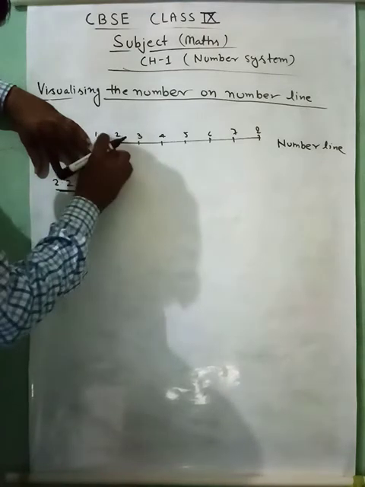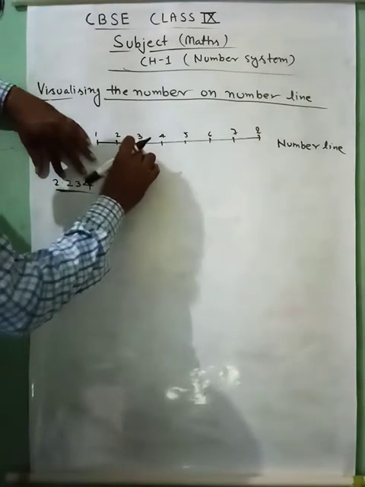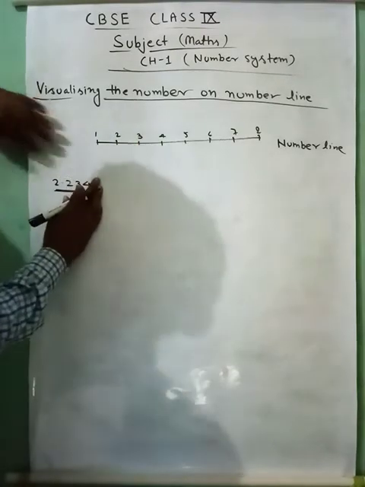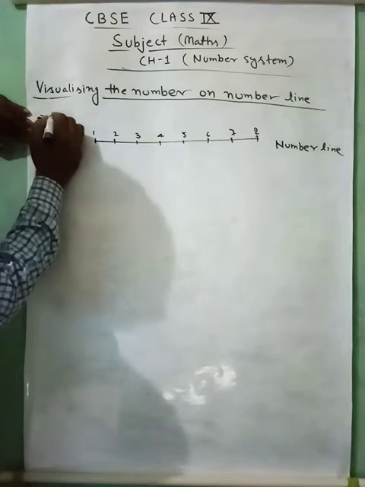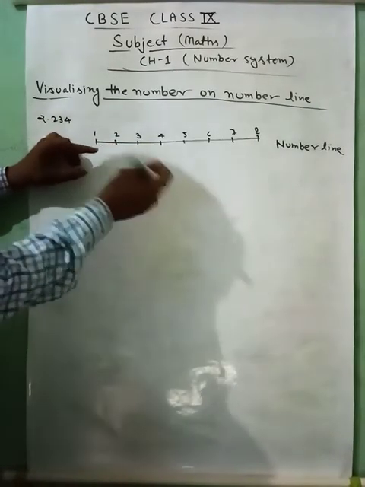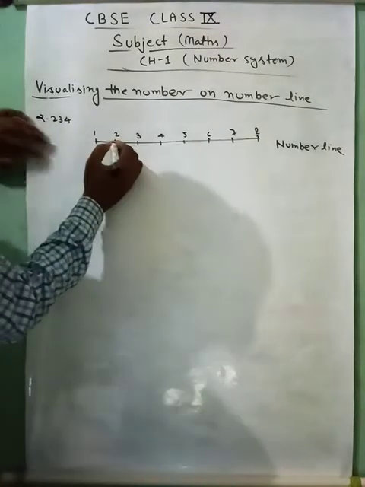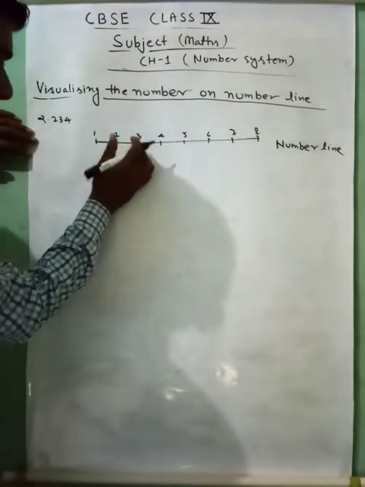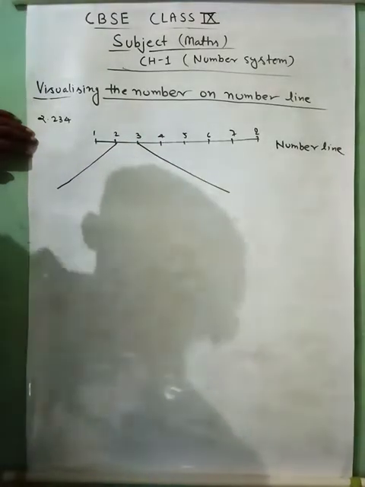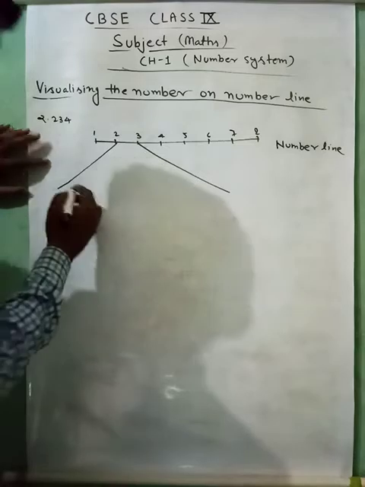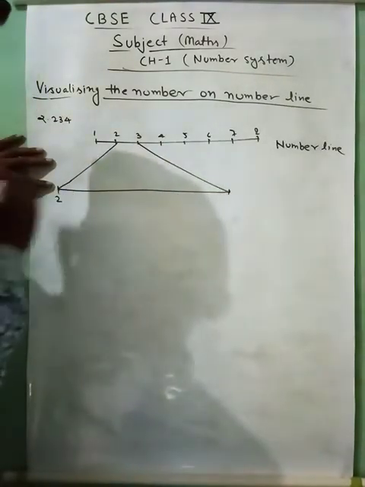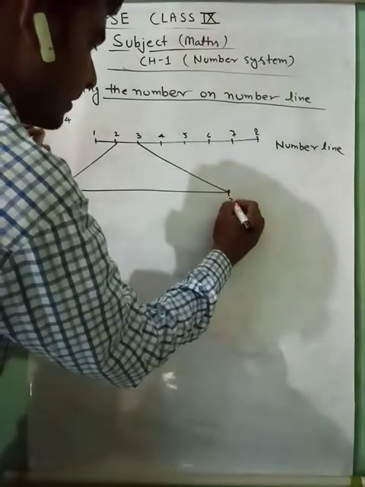2.234. So it is 2, it is 3. It means this number is between 2 and 3. So we can write here 2.234 and we will see it using a magnifying glass. It means if we see, it will be like this after using the magnifying glass. It is 2 and it is 3.